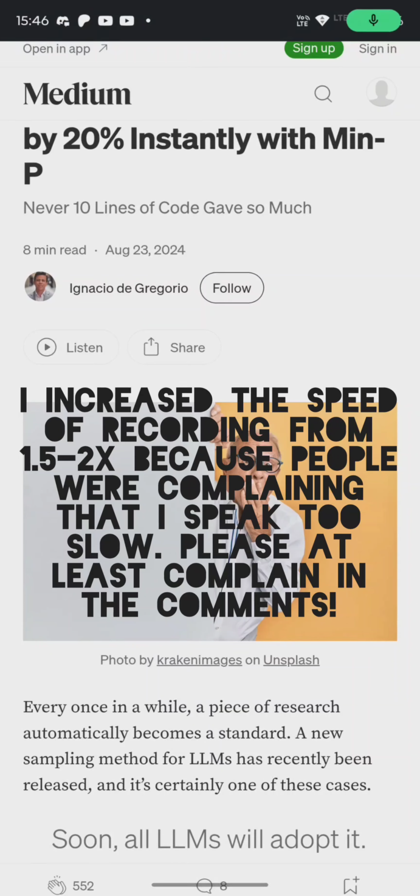Hello everyone, this is an article on Medium called "Elevate LLM Performance by 20% Instantly with Min P." As you can see at the bottom, it has 552 likes and 8 comments. But I have an issue with it, and I will show you why.